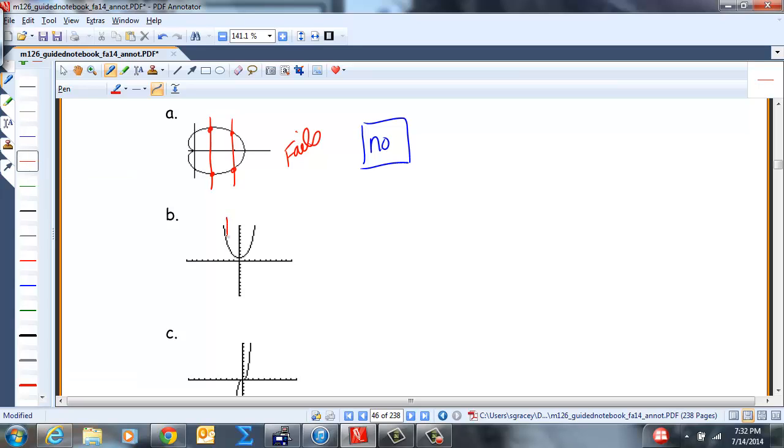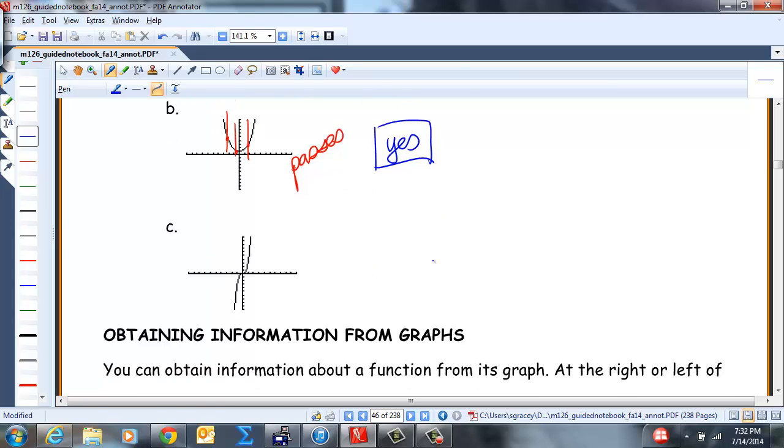What about part B? So here, you see it only passes in one spot. I mean, wherever we choose to draw a vertical line, it's only going to pass through one ordered pair. So this guy passes the test. So our answer would be yes. Good so far? Awesome. So next up, this one. Again, it looks like it's getting vertical. It's just getting very, very steep. So this one also passes. So our answer is yes.